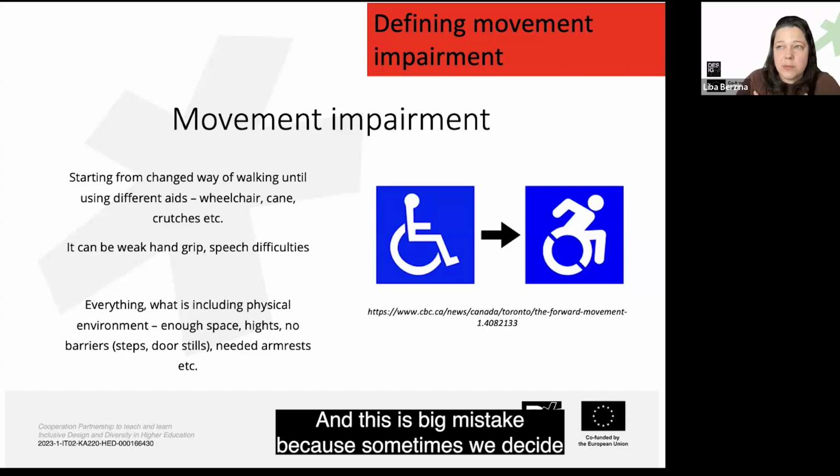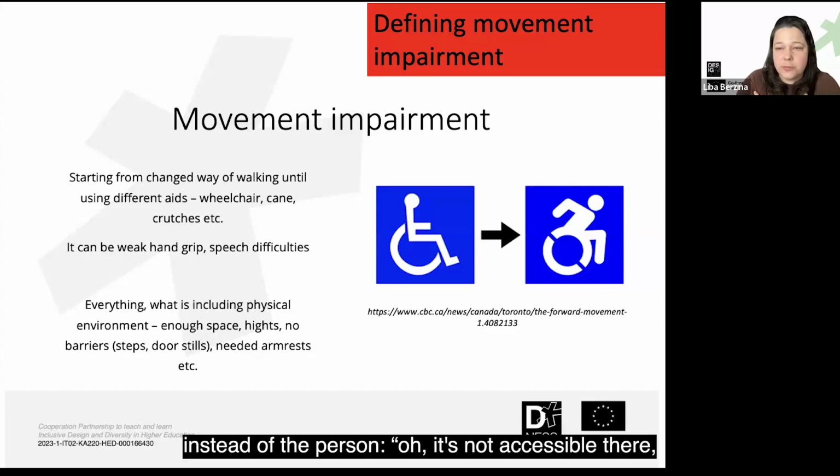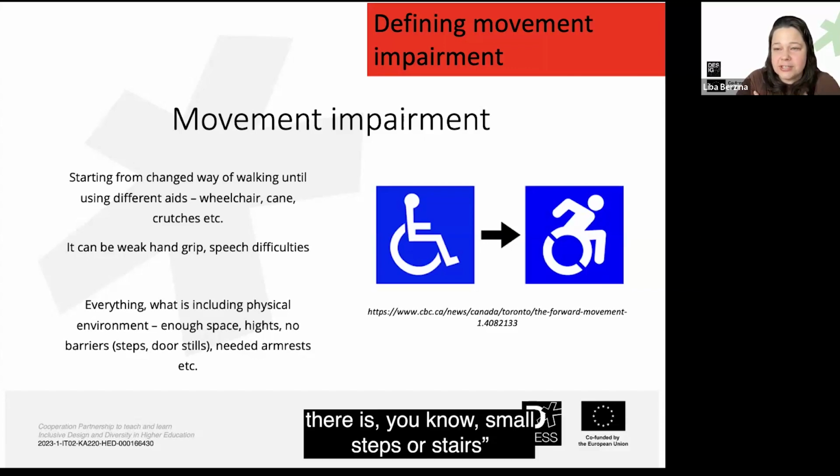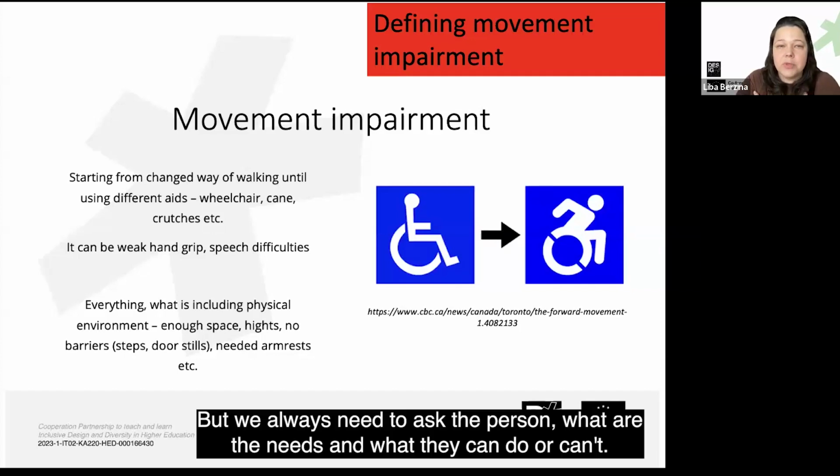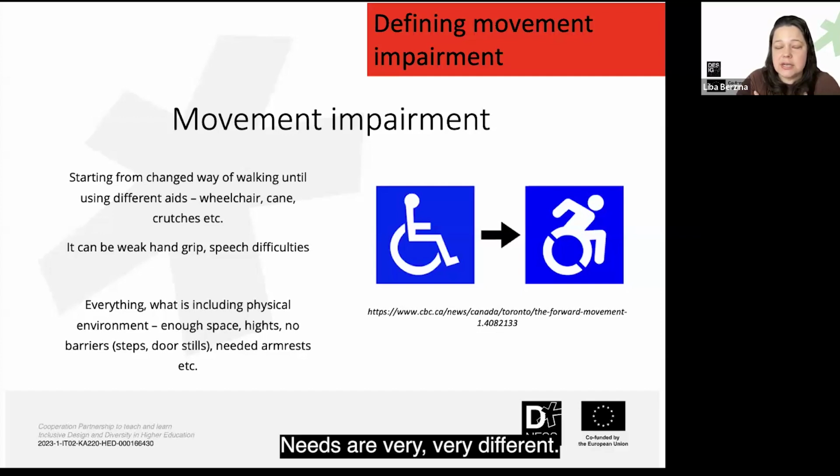We need always to ask the person what they can or can't do. And this is a big mistake, because sometimes we decide instead of the person. Oh, it's not accessible there. You are not able to go there. There is, I don't know, a small step or stairs. But we always need to ask the person what their needs are and what they can or can't do. Needs are very, very different.